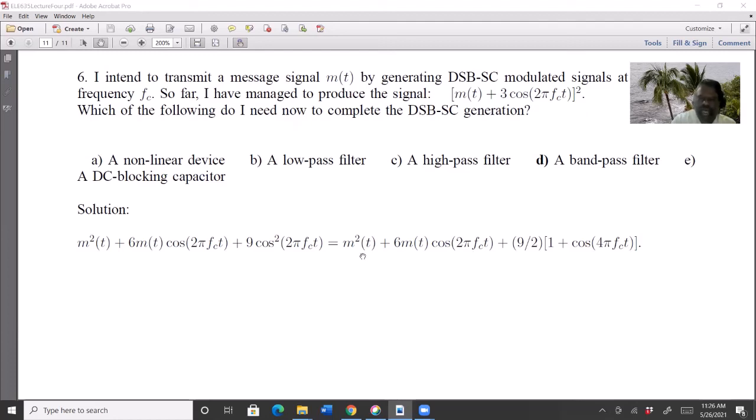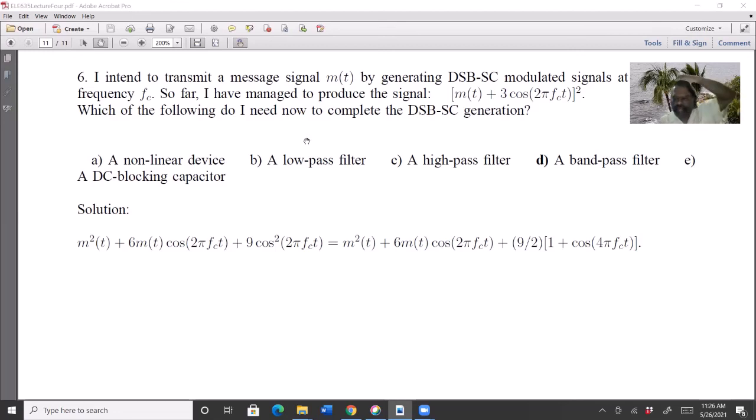So I need a band pass filter centered at fc to isolate this. Okay, the answer is a band pass filter, because that will get rid of the low frequency signal and the signal higher than fc. So the answer is the band pass filter. Okay guys, all right.